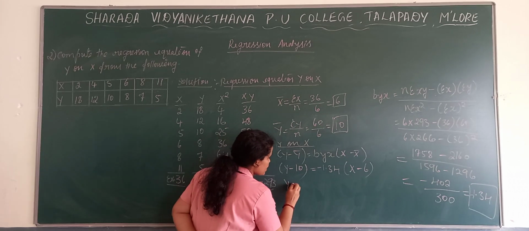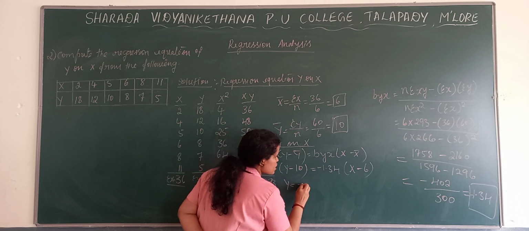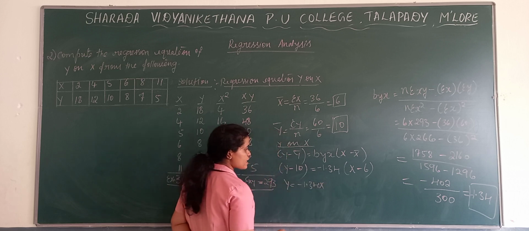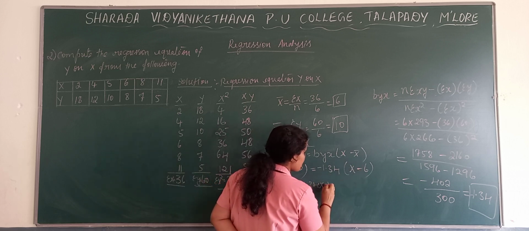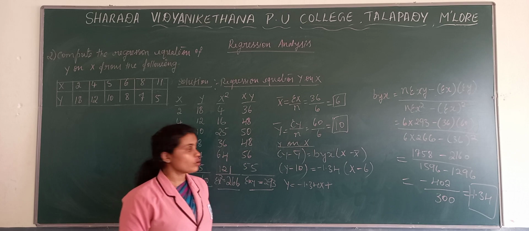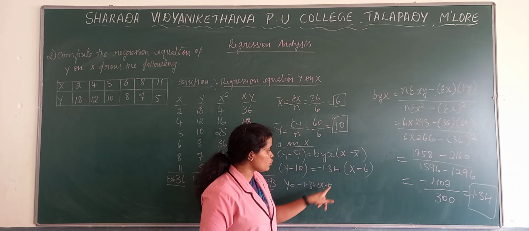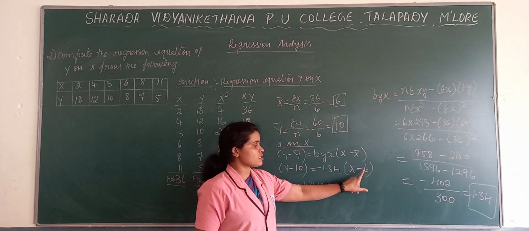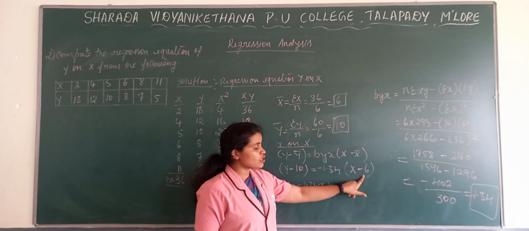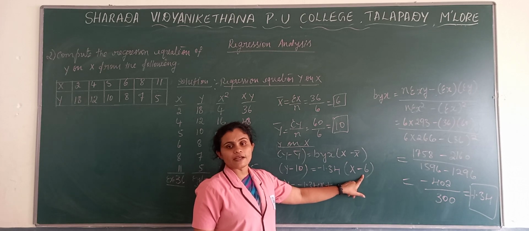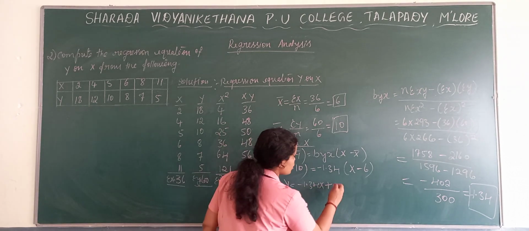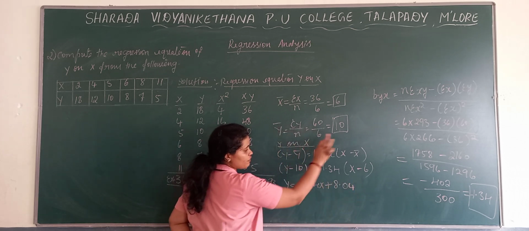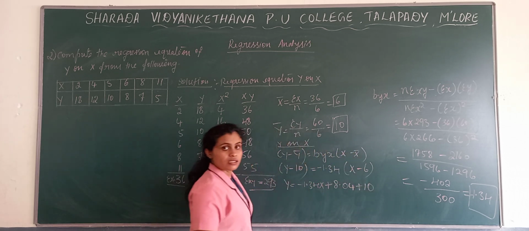Next, y is equal to this minus 1.34x, then minus minus will become plus 1.34. Firstly 1.34 into x, so 1.34x, then 1.34 into 6, here minus minus will become plus, into 6, then when we multiply we get the value as 8.04. Then this minus 10, when it comes here, will become plus 10.